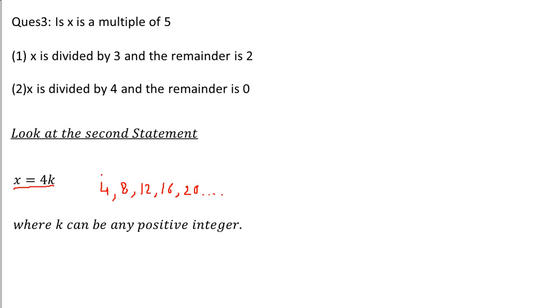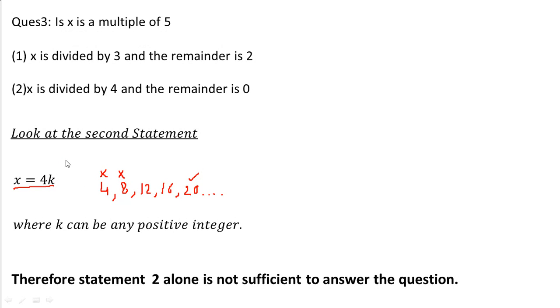Now again, this AP has some values such as 20, 40, which would be multiples of 5, but some values such as 4, 8, which are not multiples of 5. Therefore, clearly, statement 2 also fails to answer the question. Statement 2 alone is also not sufficient to answer the question.